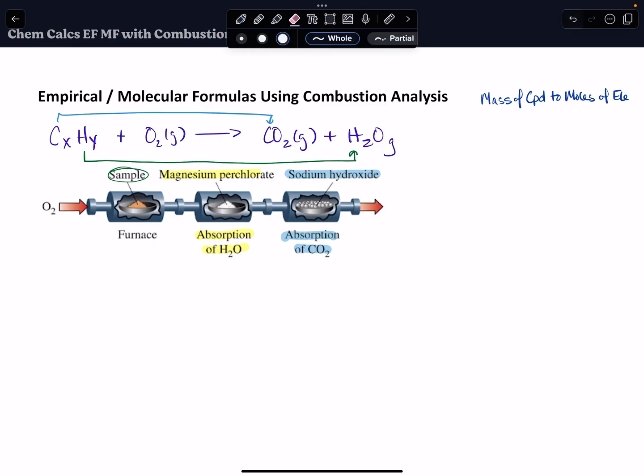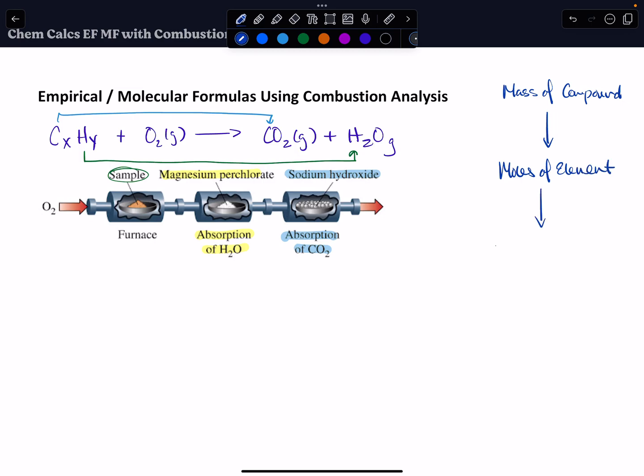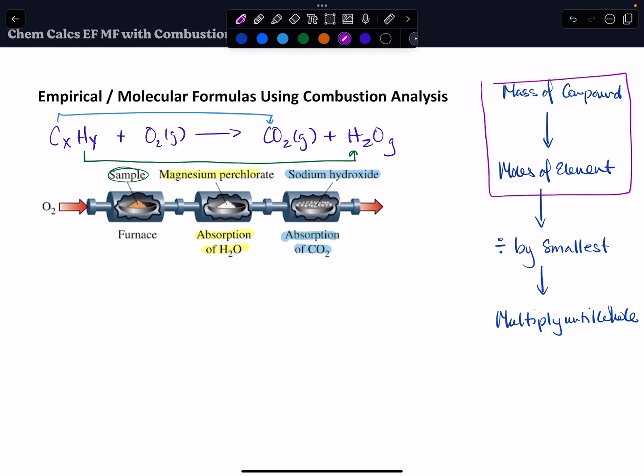Actually, let me change that. Let's make that two steps. We'll say mass of compound, and we're going to go to moles of element. Once we have all the moles of our element, we're going to again divide by the smallest, and if needed, multiply until whole.